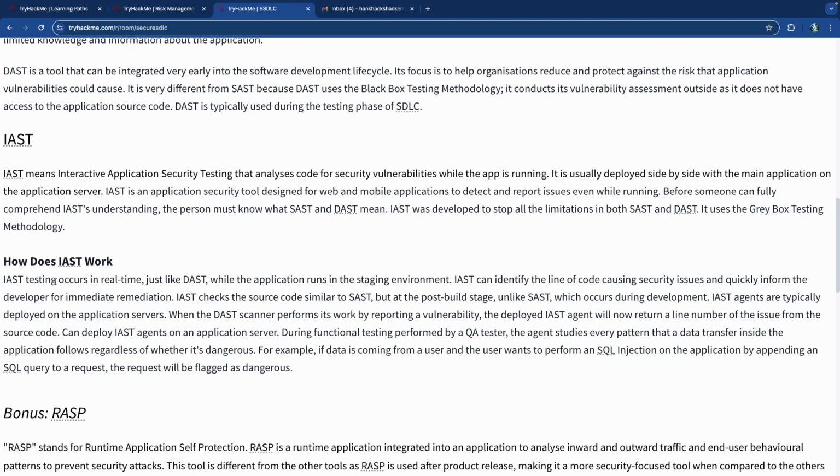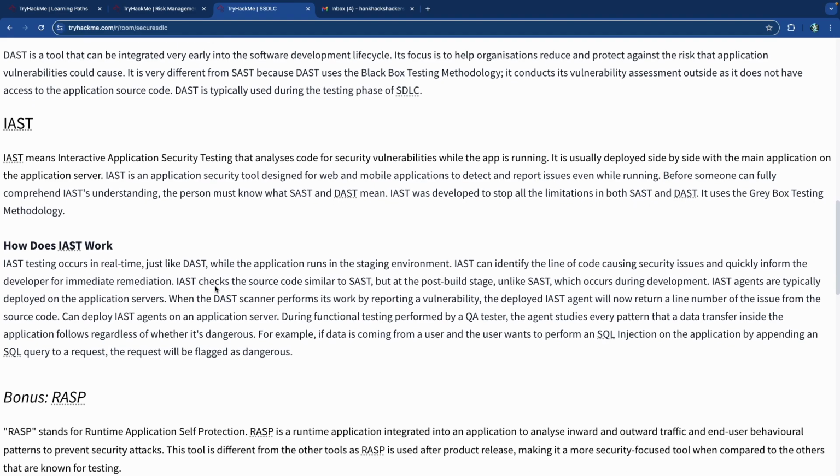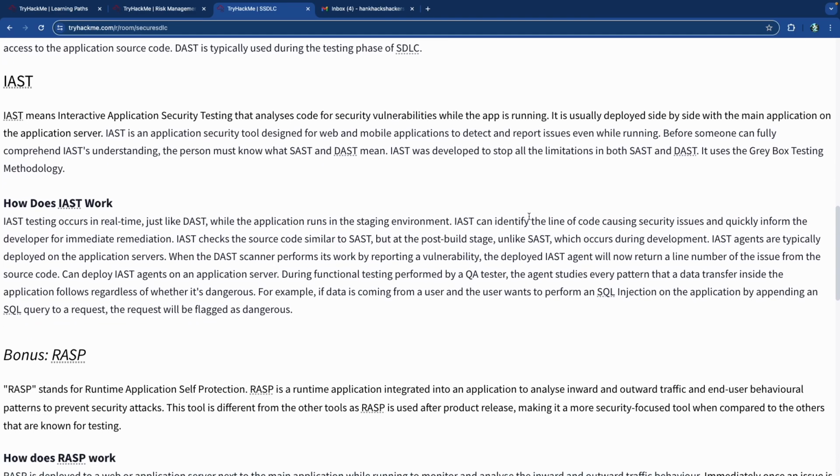So you know everything, meaning that the tool itself is looking at the source code as well as attacking it from the outside as if it doesn't know. And it occurs in real time while the application is running, and it can identify the line of code that is causing the security issues because it has access to the code, and it offers remediation. It checks the source code like SAST, which occurs during development, but at the post-build stage, meaning it's already been compiled and it's being deployed.